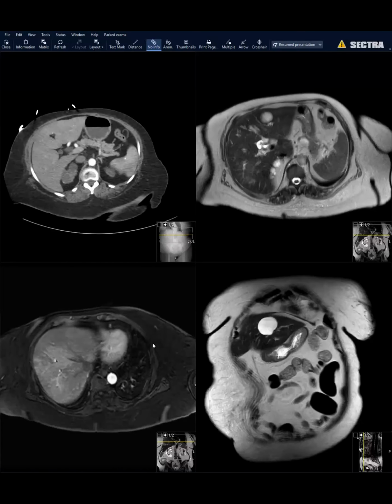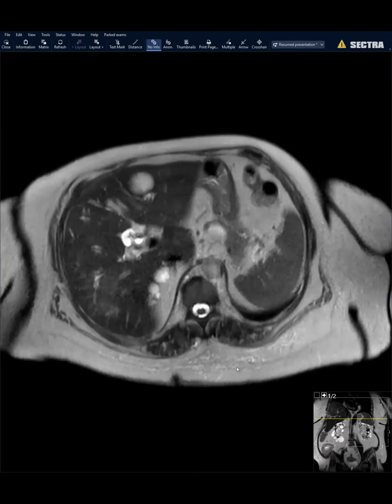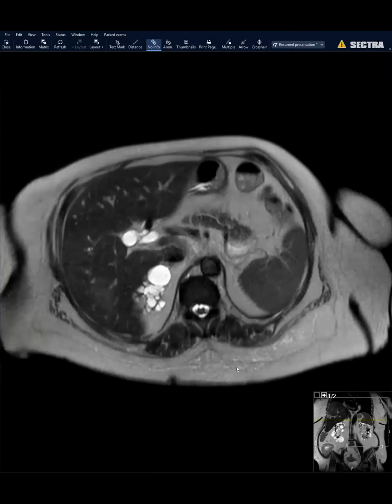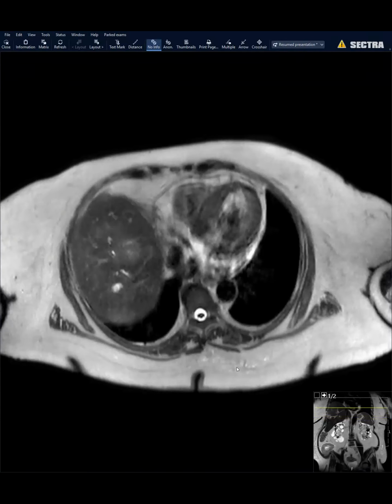Okay, so this is the first case. This was a middle-aged person who came in with right upper quadrant pain, and the clinical concern was for acute cholecystitis. I'll scroll through these images and you guys tell me what you see.